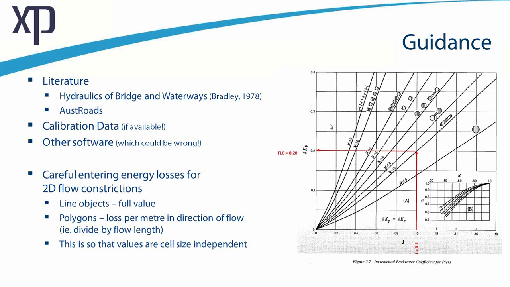One point of note that Jessica will probably mention is when specifying energy losses on your 2D flow constrictions, if your flow constriction is digitized as a line or polyline, you just put the full value. For polygons, however, you put a loss per meter in the direction of flow. And the reason we've done that is that this means that flow constriction is independent of cell size. So if you change your cell size from 20 foot down to 10 foot, then you will not have to change that setting. The objective with all this is very much to be independent of cell size.